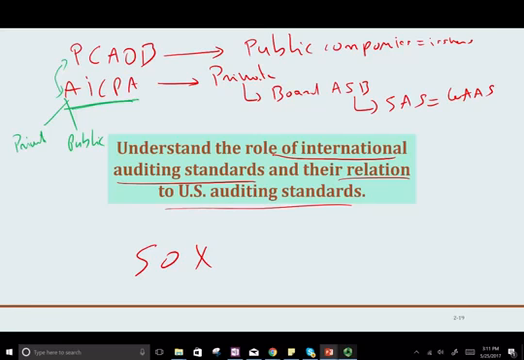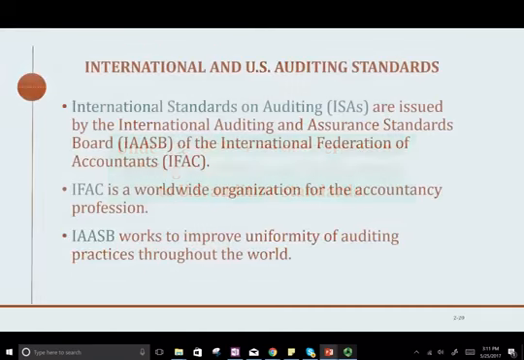Now, who sets the standards? Basically we said we have one group, or two boards. And what about the third one? Now we're going to be talking about the third one, and that's where the international auditing standards come into play. So now we're going to be talking about the third one, which is international.